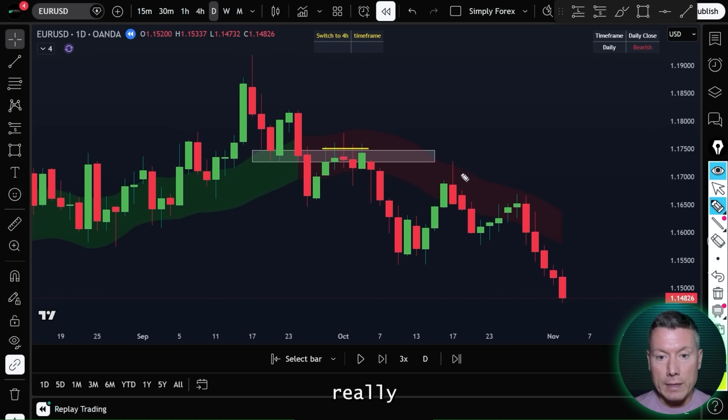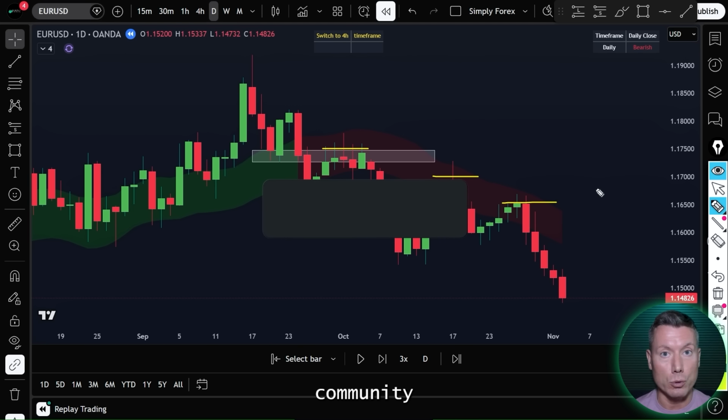It's just a really nice level to trade from and visually represents value for you, and even gives you the trend logic as well. And like I say, guys, if you want this indicator, please don't forget to join our free Discord community, and you can find it in there.